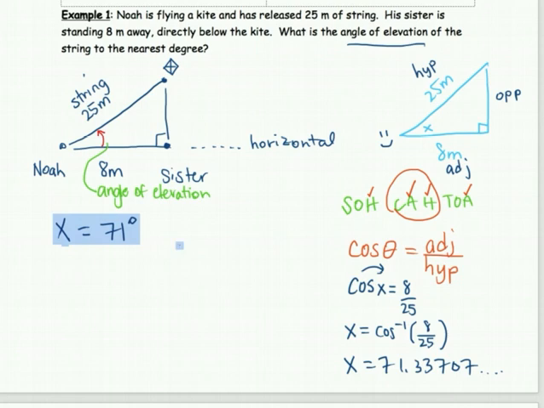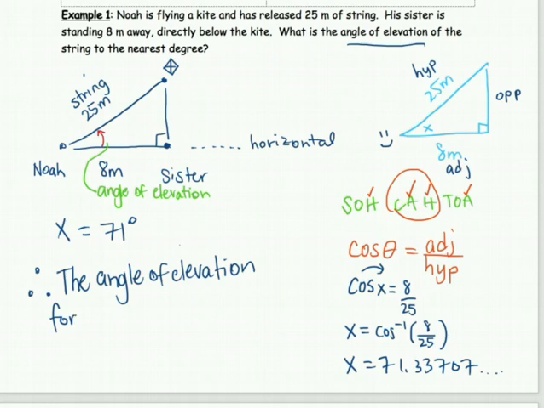Okay, so the thing we had to find was, in order to get full marks for your final statement, you always have to use the keywords. The keyword here is the angle of elevation, so make sure you write that. So the angle of elevation for the string, okay, we were seeing from where Noah is standing at the horizontal, how much the string went up, okay, was 71 degrees.